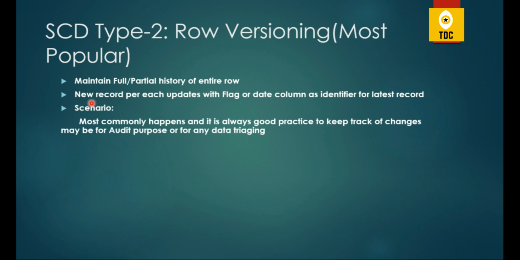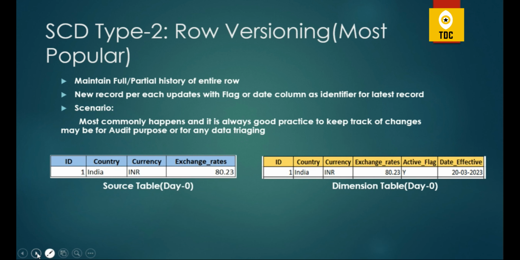Whenever there is an update in the source system, a new record is created in the dimension table. Let's take an example. In the source table, take the country India, which has a currency exchange rate on a given day of 80.23, and you take that as it is to your dimension table. But the important point is that whenever a new record is updated, you maintain that as a flag.